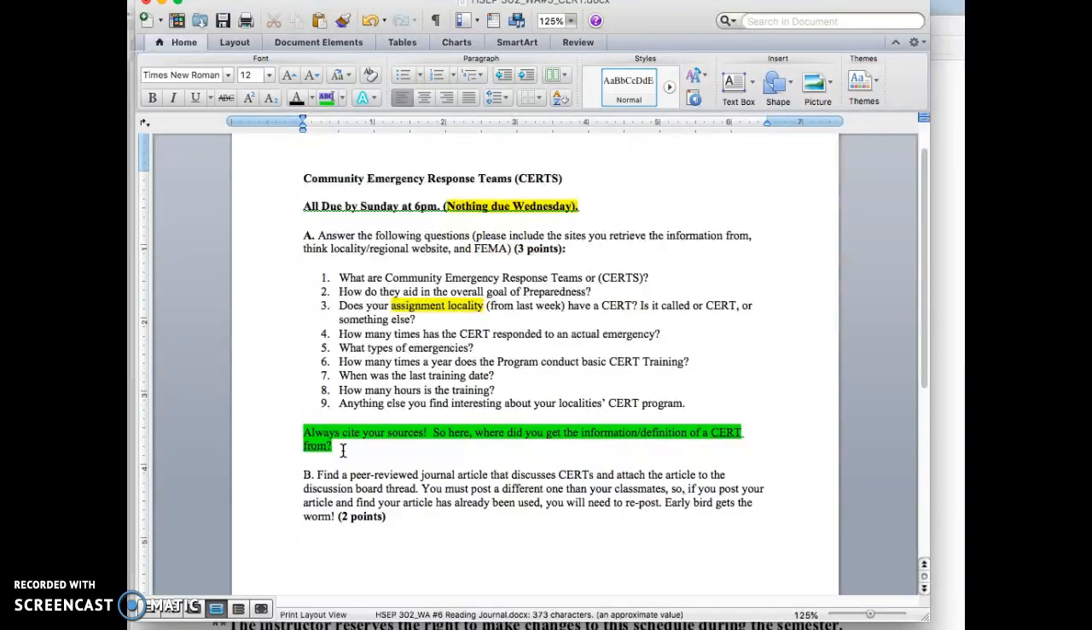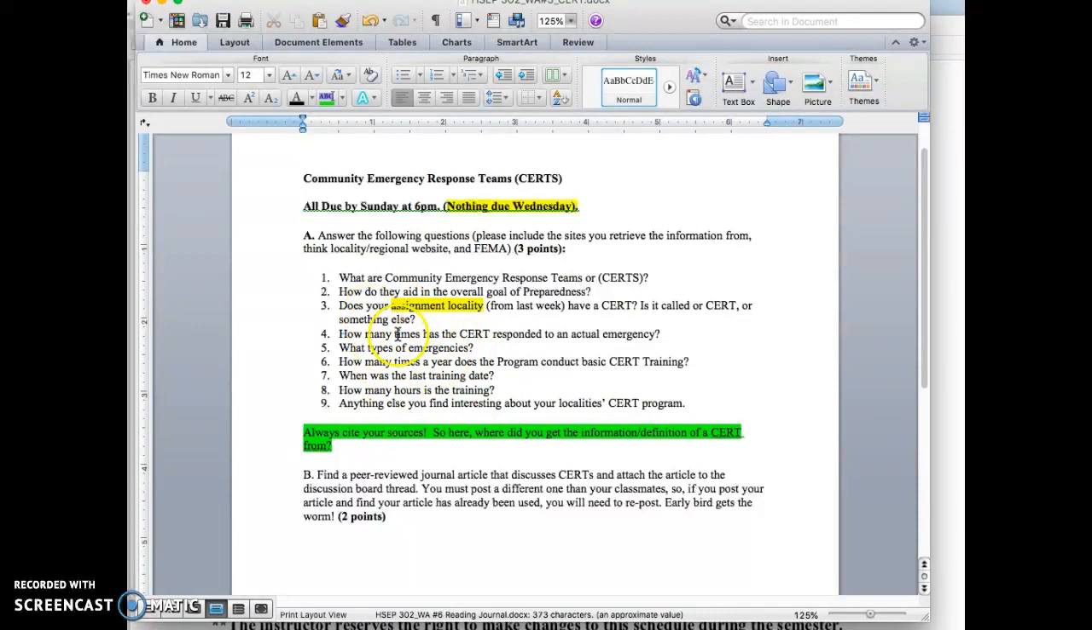And this is huge no matter what, you guys. Cite your sources. So what are community emergency response teams? Tell me where you got that information, where you got that definition. Because in this field, there are lots of definitions used for lots of different things. So we want to know, did you just get it off some random website, or from FEMA, from DHS? Always cite your sources.